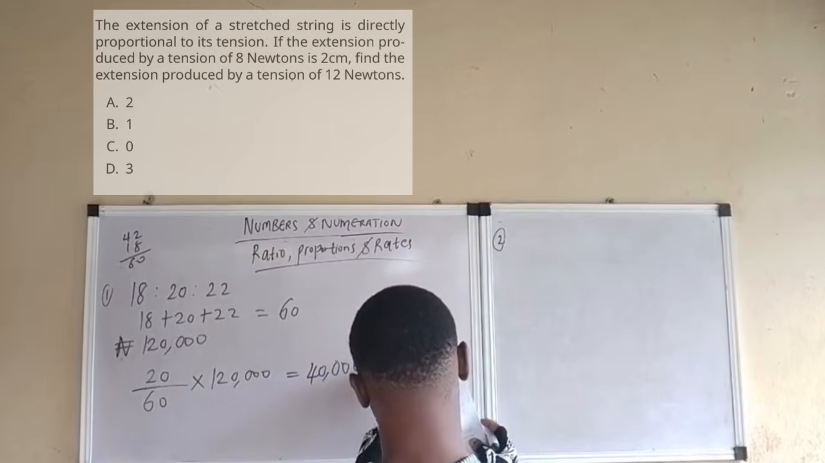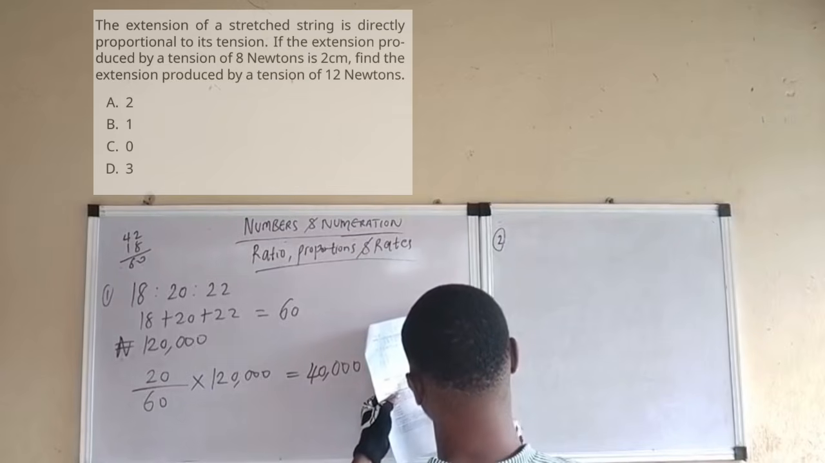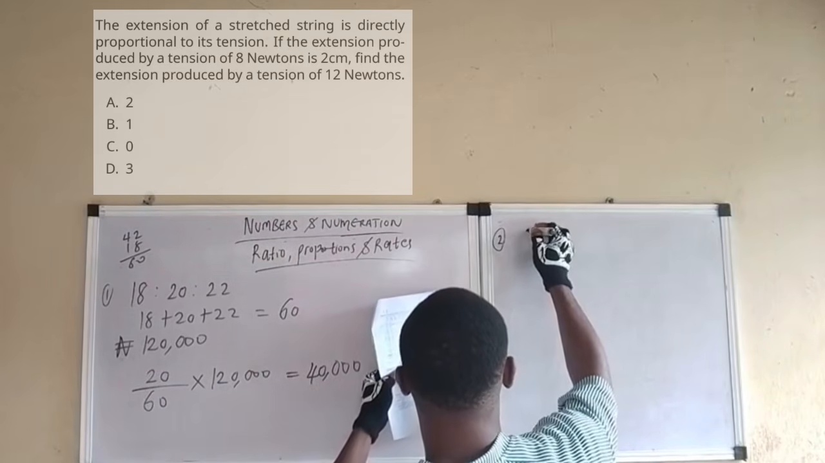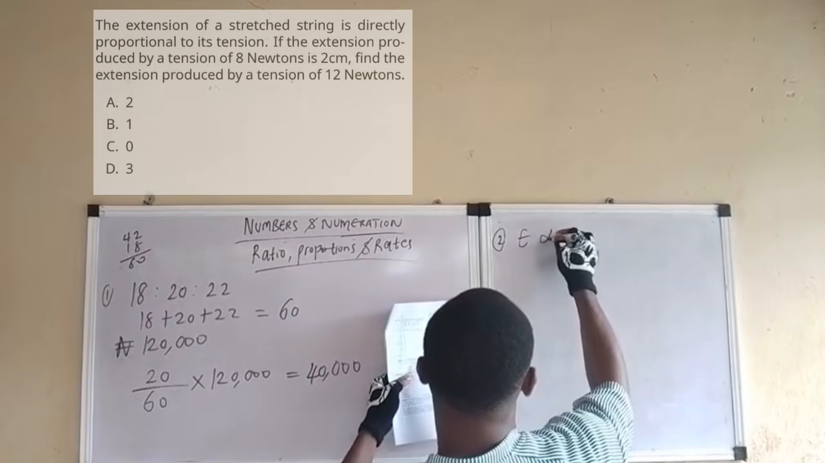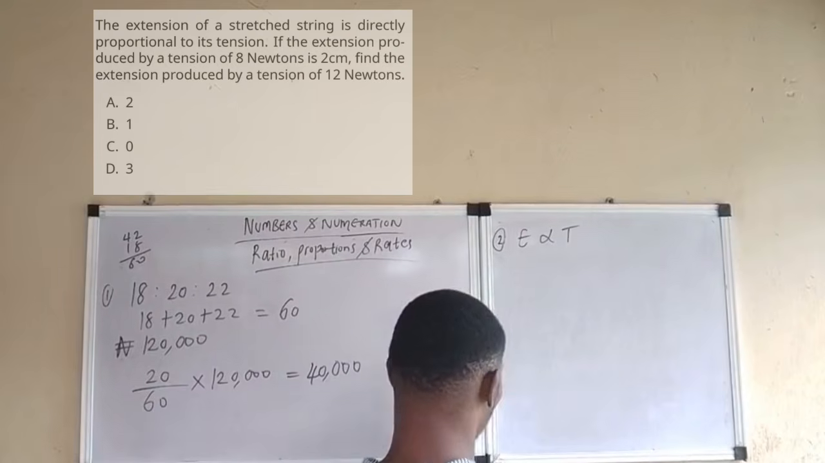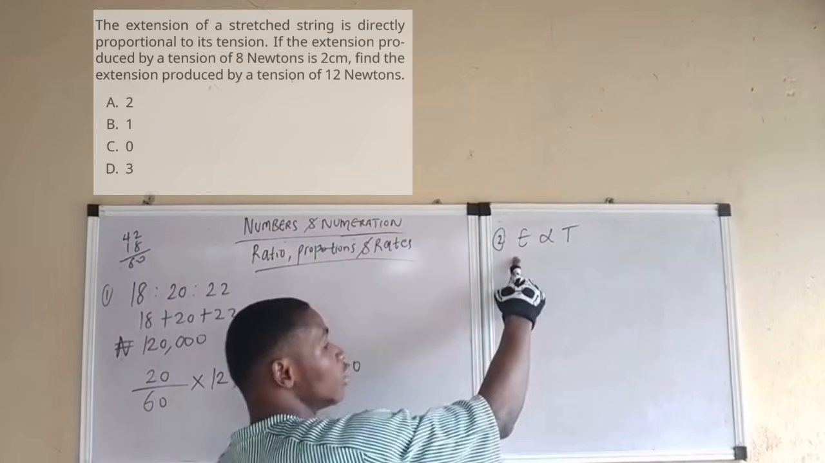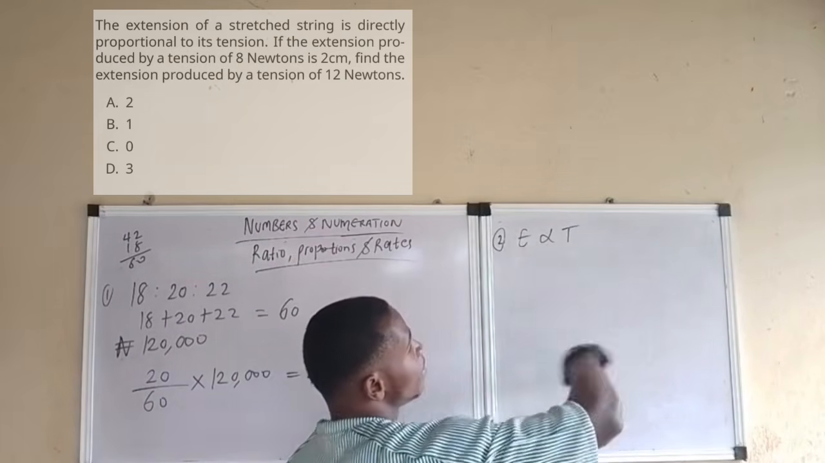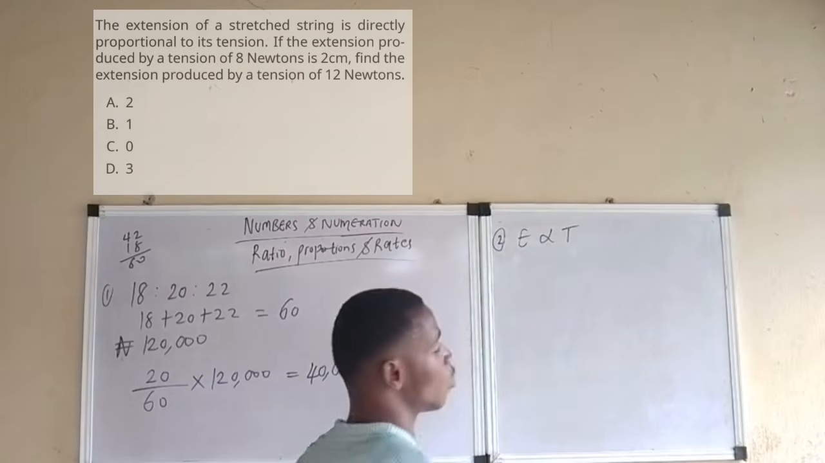Okay, so it says the extension of a stressed string is directly proportional to its tension. So this aspect has to do with variation in a sense. Let's represent extension as E. So extension is directly proportional to its tension. That's the symbol for direct proportionality. What this means is that if there's an increase in extension, there will be an increase in tension. If there's a decrease in extension, there will similarly be a decrease in tension. Basically, what happens to E happens to T. That's what it means in this case.